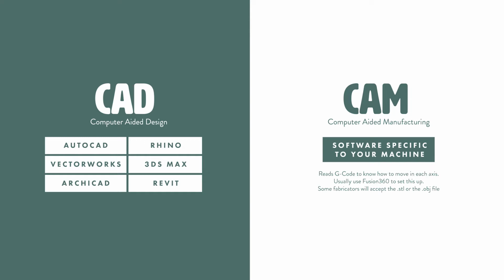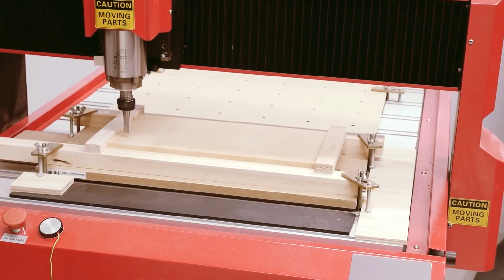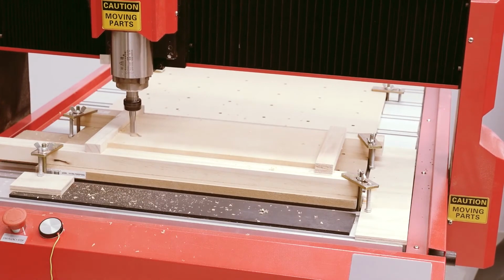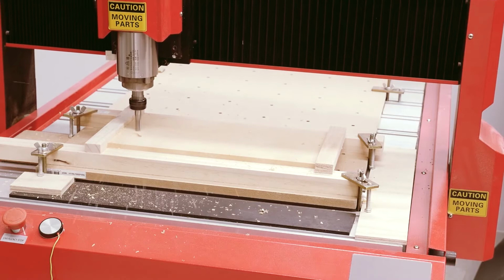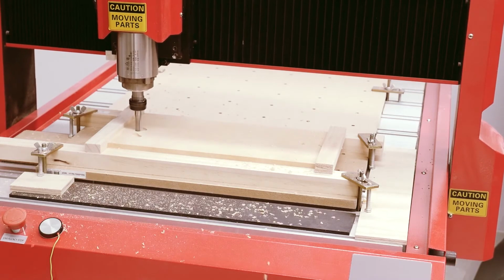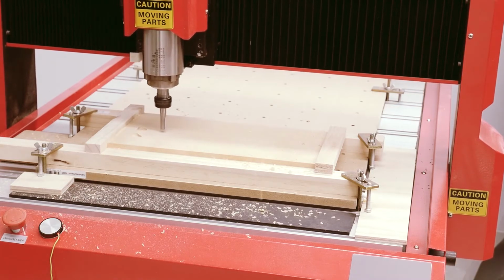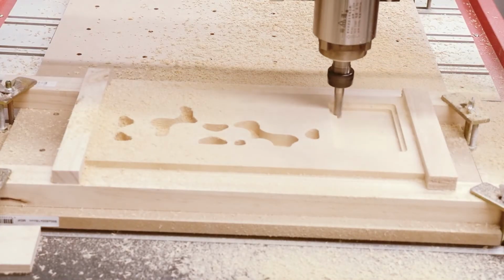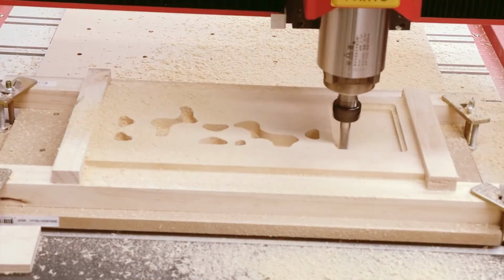What it understands is how far to move in the X, Y, and Z axis and how fast to do that. And so what we need to do is convert our drawing or model into that language that our machine will understand. Now every CNC machine is different and every fabricator will have a different way they like to operate, so you need to send them an email and ask what they would like.